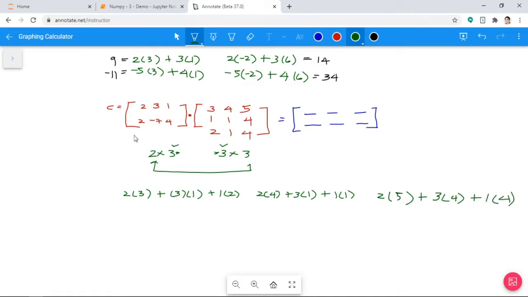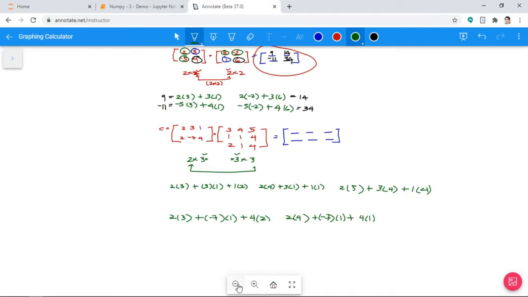Second row. We will have 2 times 3 again plus negative 7 times 1, plus 4 times 2. And next, we will have 2 times 4 plus negative 7 times 1, so we will have 4 plus 1. Let me zoom out again.